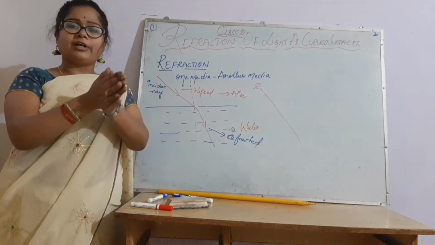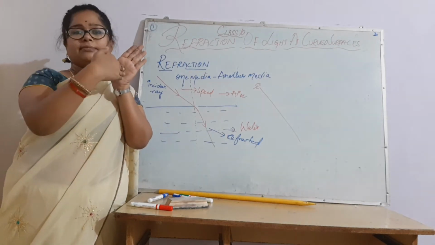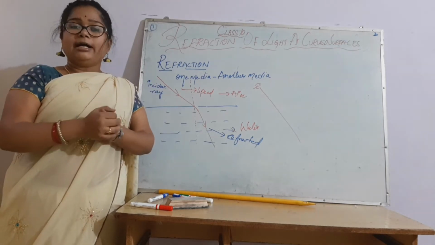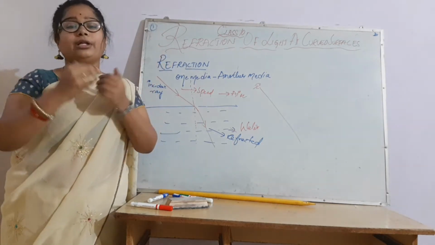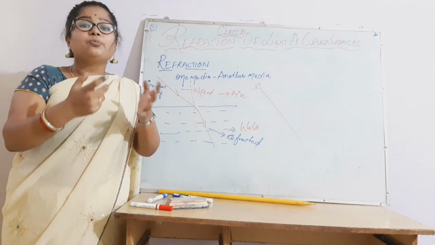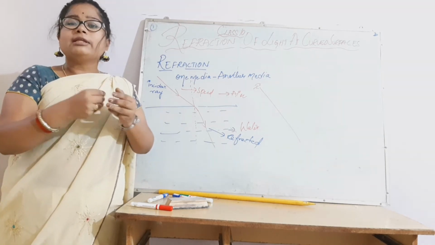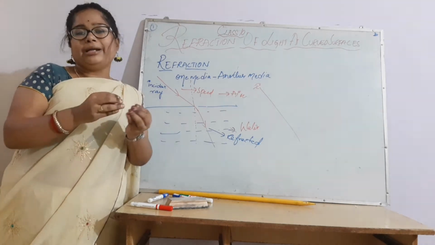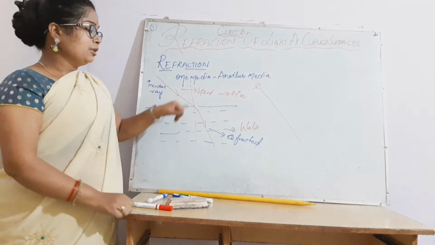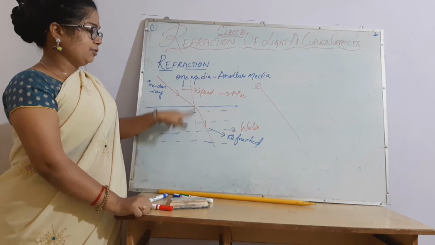Reflection is when light hits something, it bounces back. Refraction is when light is traveling from one media to another media, it changes its direction and speed of travel. So the light appears to be bent towards the normal. This is a normal. You know what is normal? In the reflection lesson you have learned, it is perpendicular to this, isn't it?